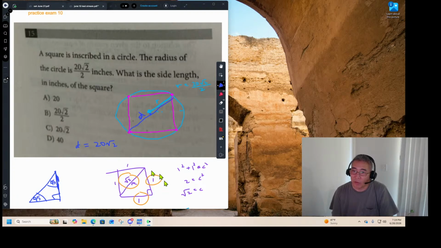Now we can compare it to the ratios here. If this is 20 square root of 2, then this and this must be 20 and 20, right? Because the relationship between the leg and the hypotenuse is multiplied by square root of 2. So if this diameter is 20 square root of 2, then this side is 20. Do you see how we never actually had to do Pythagorean's theorem or take square roots, because we've memorized these orange ratios? So now we know that the side of this pink square is 20. That means this answer would be A.